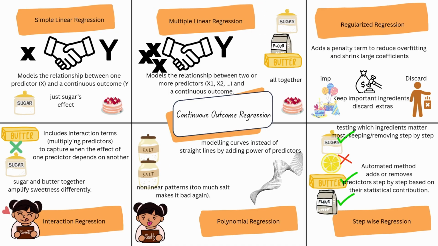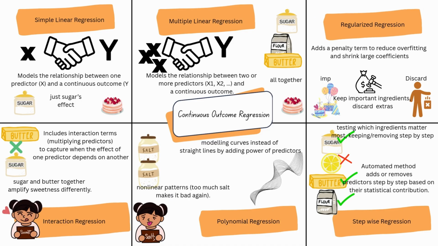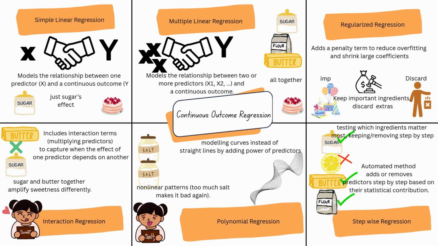Next is regularized regression. It adds a penalty term to the regression to reduce overfitting and shrink large coefficients. Fourth is interaction regression. It includes interaction terms like multiplying predictors to capture when the effect of one predictor depends on the other. Next is polynomial regression.